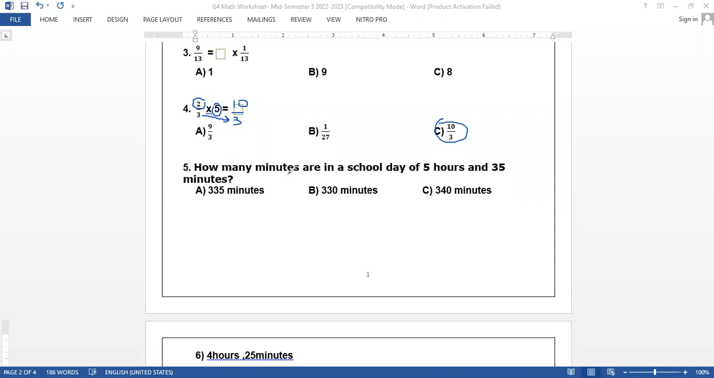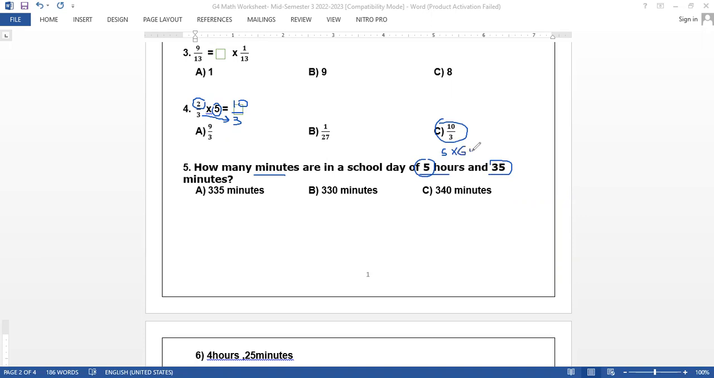Now, other question: how many minutes are in a school day of 5 hours and 35 minutes? We want the answer in minutes. Now I change this 5 hours to minutes. How? 1 hour has 60 minutes. So I multiply 5 by 60.